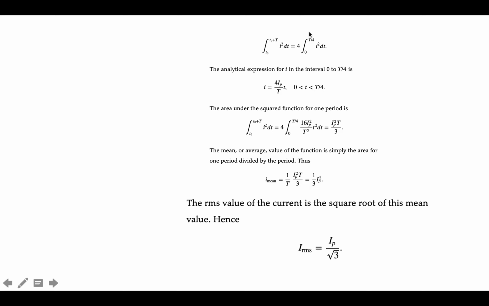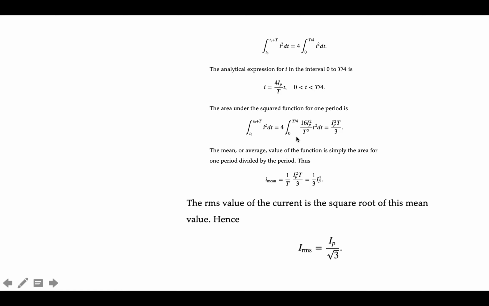Okay, so we take this fourth of an integral and we get 4 times IP over big T times little t. And this is the equation for the line. So the equation for that line is the slope times t. The slope is 4IP over T. I'll let you go back and look at the curve so that you can see that. It's a positive slope. That's the equation for the line that runs from 0 to t over 4. We then integrate that.